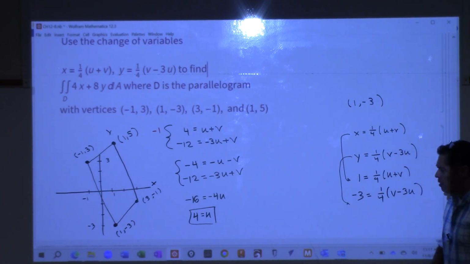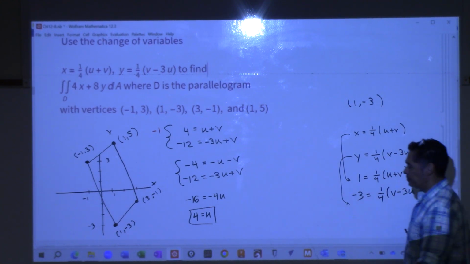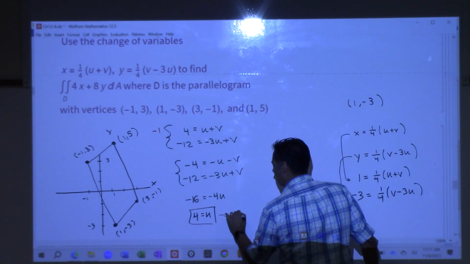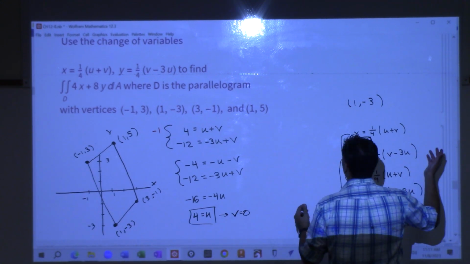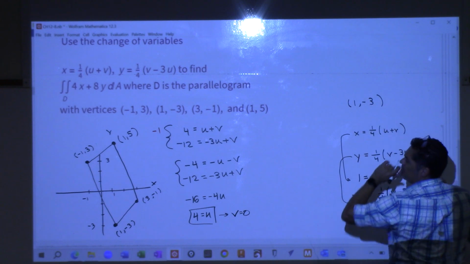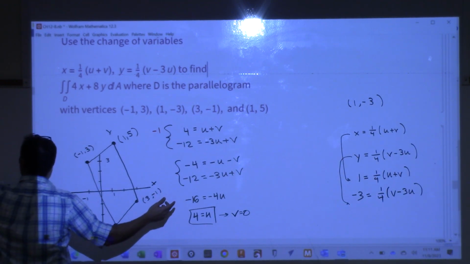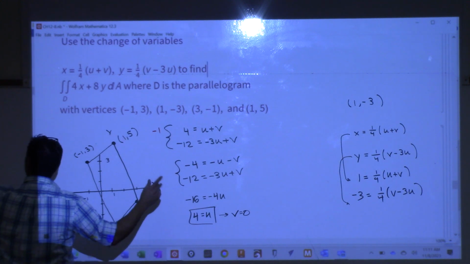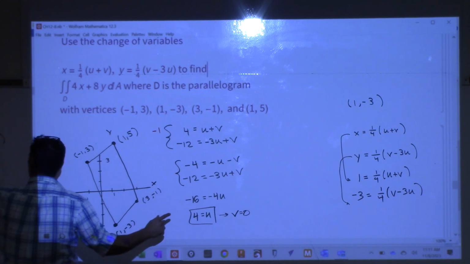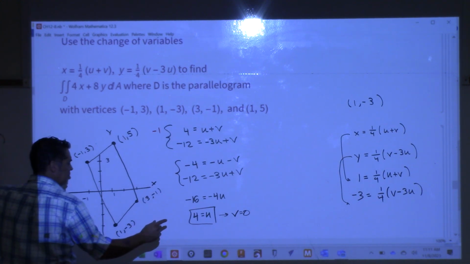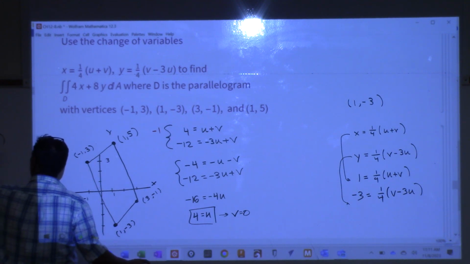So if u is 4, what's v? 0. Okay, I got rid of the other one. This was x and y. Let me list them out over here just so I have them. What was the first point I got? We're talking about in the UV plane. The first point was 0, -4, 0. And then I just got 4, 0, didn't I?